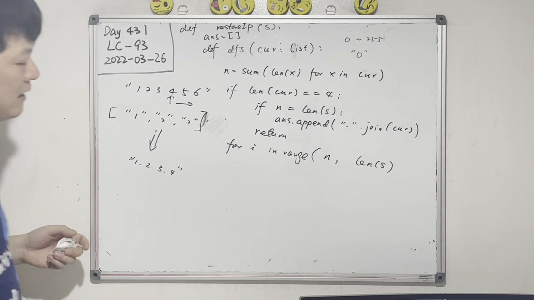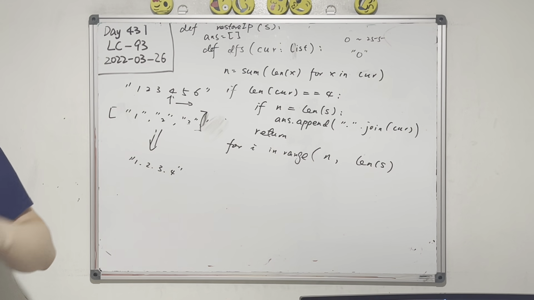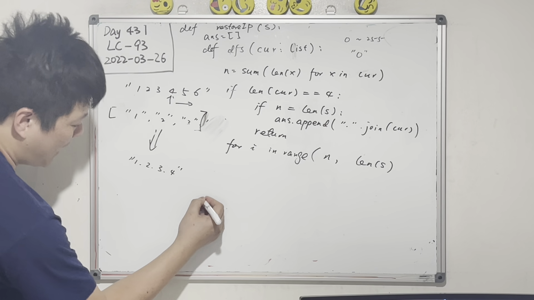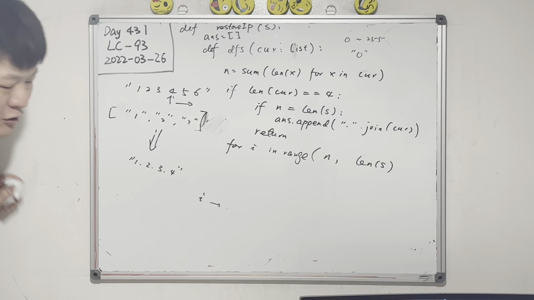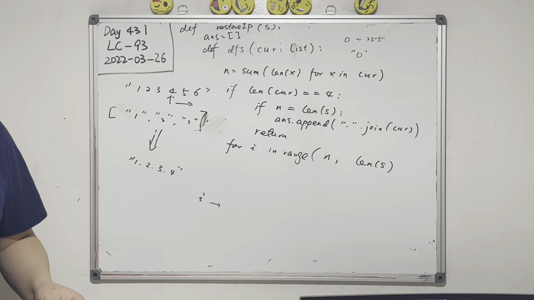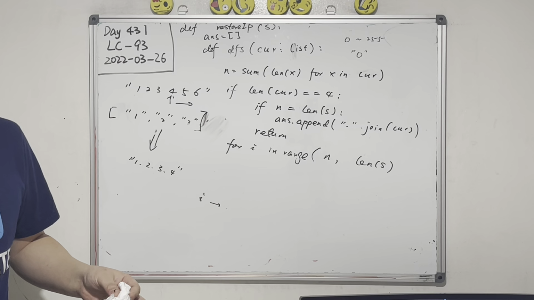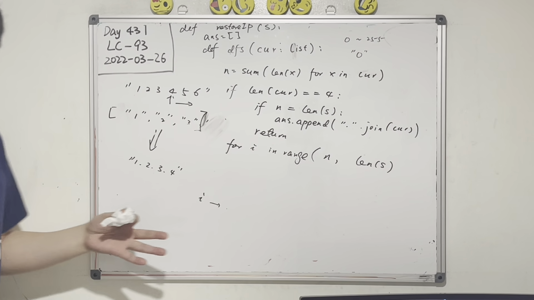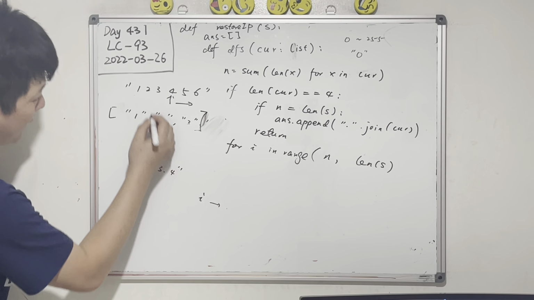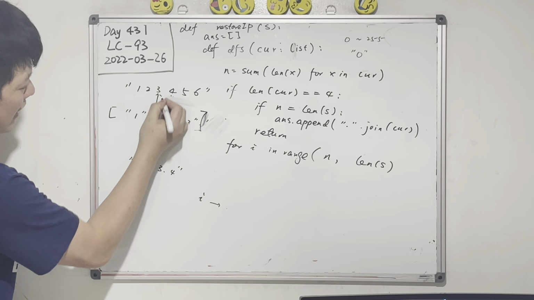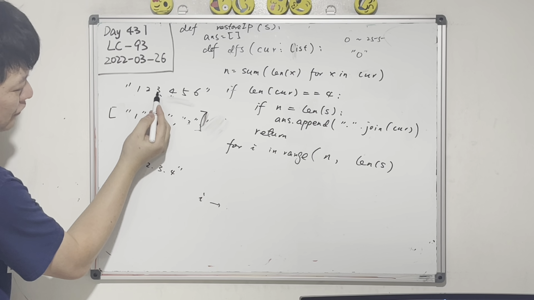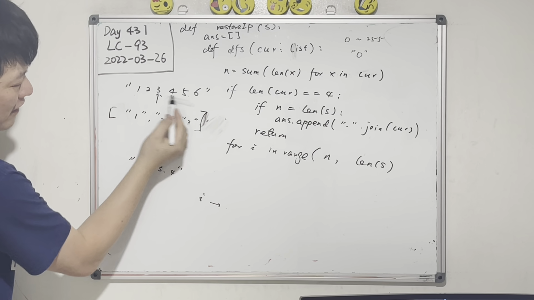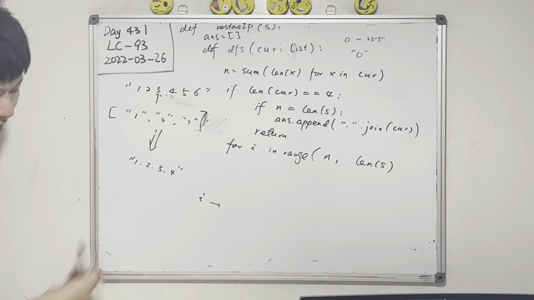But the thing is, how many digits can we try at most? Do we have to try up to the n? No. Why? So now I'm at index i. How many digits can I try for the next number? What's the maximum length? Look, I'm here and I want to try the next digit. Should I try 3, 4, or 3, 4, 5, or 3, 4, 5, 6? Do I have to try 3, 4, 5, 6?